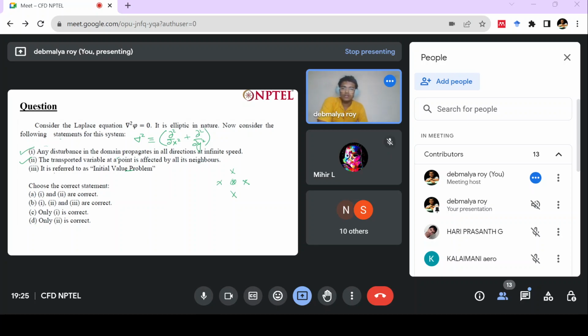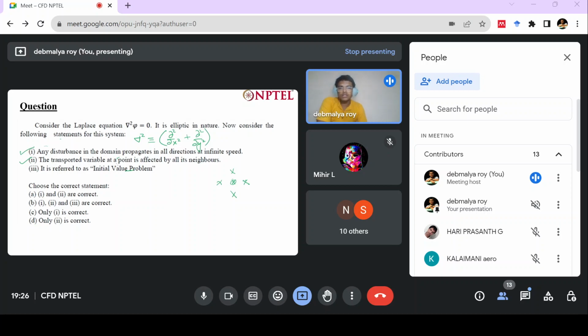No, it is not correct. It is not an initial value problem. We generally have boundary value problems in the case of elliptic equations. We define the values or the derivatives at the boundaries, and we solve the problem.